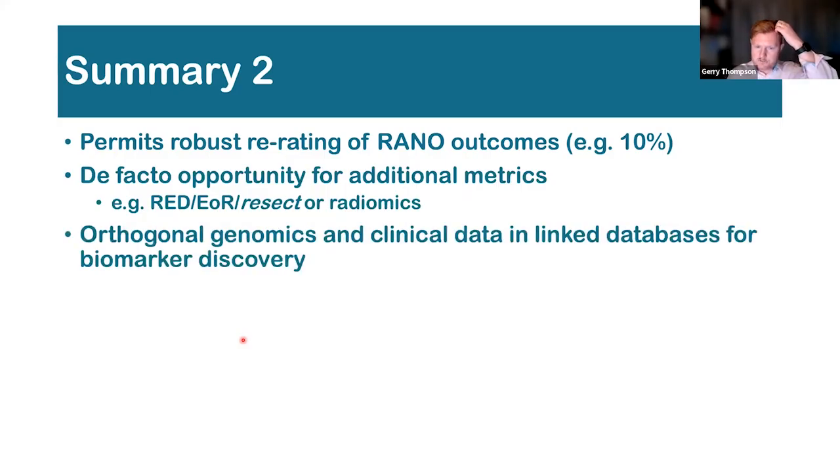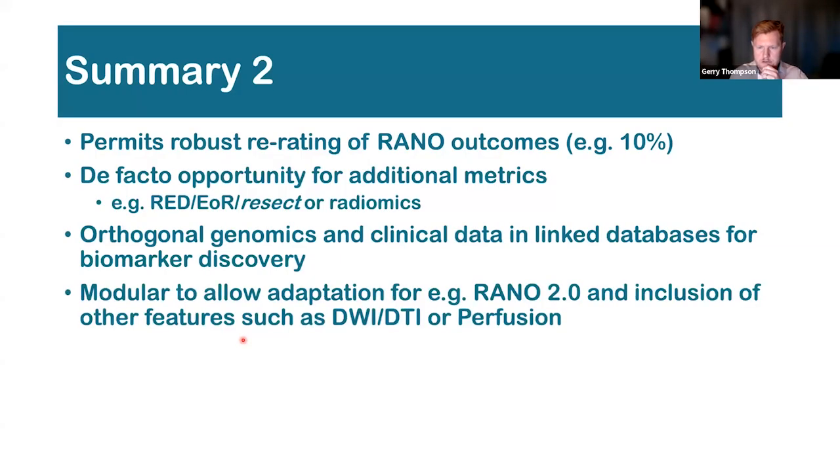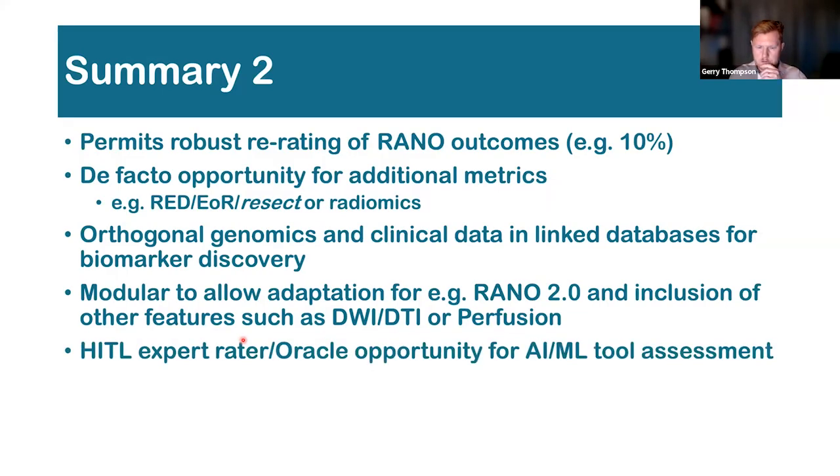And the combination of the orthogonal genomics and clinical data with these linked databases are really useful for biomarker discovery and allowing other researchers to come in and use that. And it's deliberately modular. So there's adaptations there set in the code to allow for RANO 2.0. And also if you want to include other features that you may derive from DWI or perfusion-weighted imaging, they can then easily be combined with the existing RANO workflow to modify the RANO outcomes.